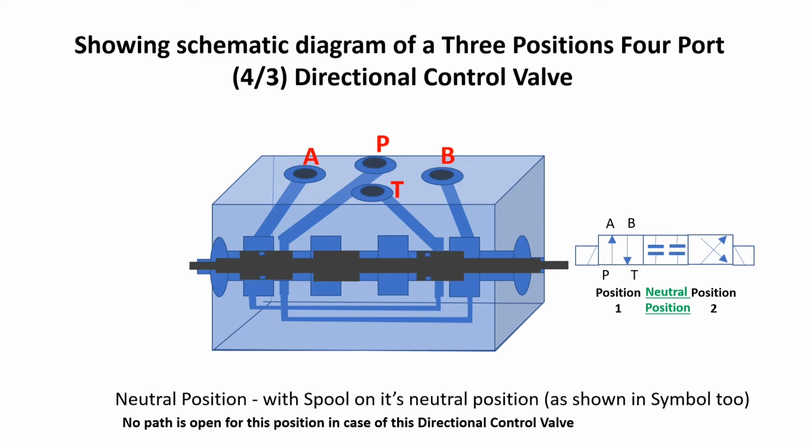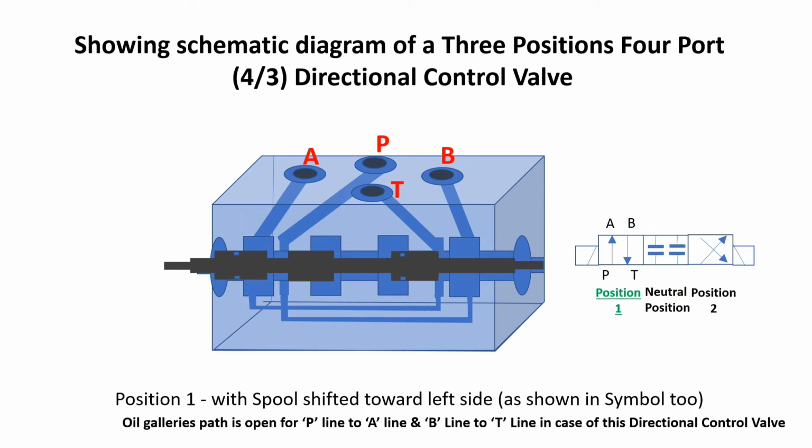This is the neutral position in a 4x3 direction control valve. 4x3 means 4 ports, 3 positions. So here we have shown the middle one, the neutral position, wherein no oil path is open for this position in case of a direction control valve.